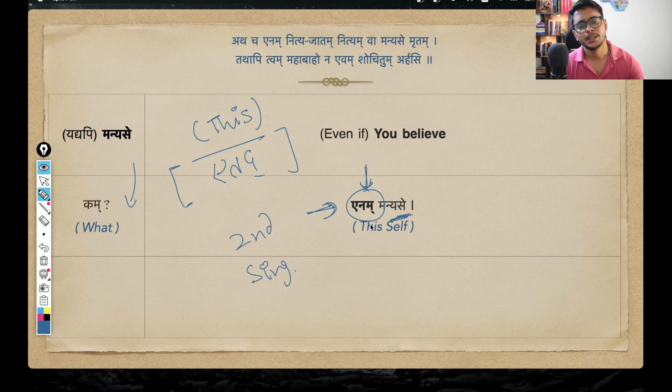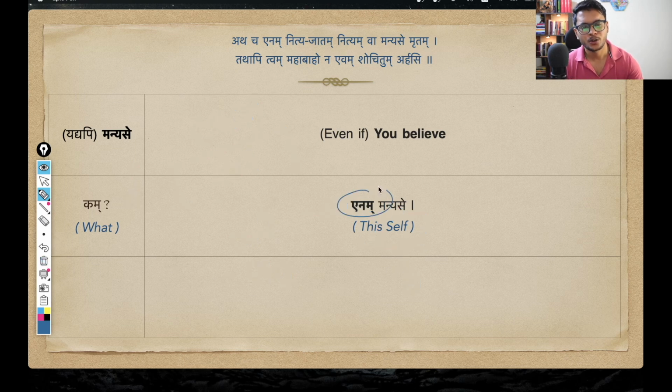That even if you believe this, and with this, we already know that we are talking about this self. The self, the Atma here is implied. So the same theme we are seeing from the past few shlokas. I hope all of you are already clear on this particular sarvanama. Enam manyase, this self. We are talking about the self, the Atma.